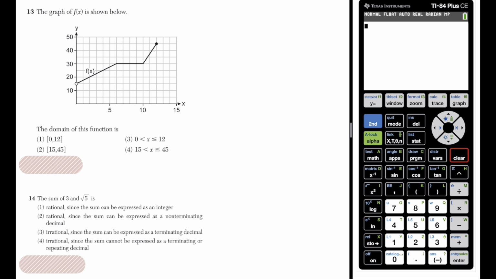Alright, let's look at number 13 and 14. The answers are 3 and 4. I have my calculator here for number 14. We'll start with number 13 here, and we want to know the domain of the function.